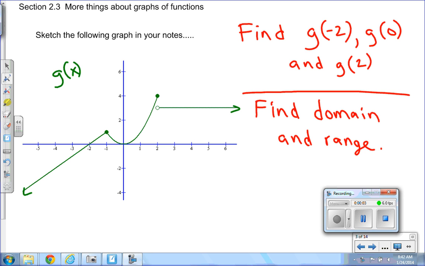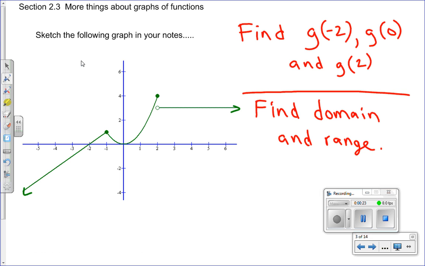All right, this is lesson 2.3 out of your college algebra text. It's more things about graphs of functions, and so we're going to use this section to come up with more ways we can describe functions. Let's talk about this piecewise function here.